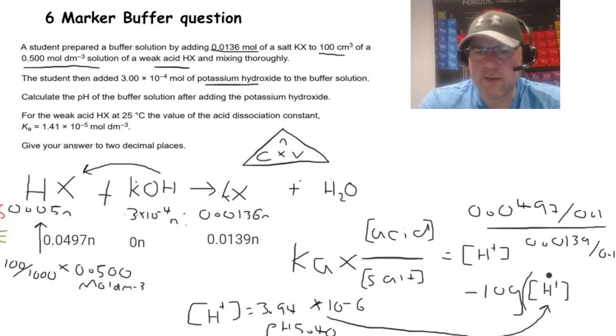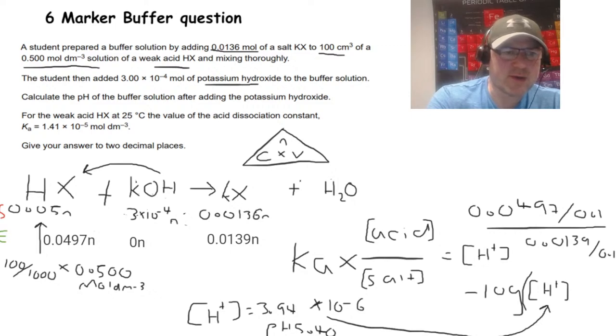Okay. And then if I go divided by... What was my Ka? 1.41 times 10 to the minus 5. I hope I put the right Ka. Yeah, look, there we go. It is all good, but I wrote the wrong answer here.